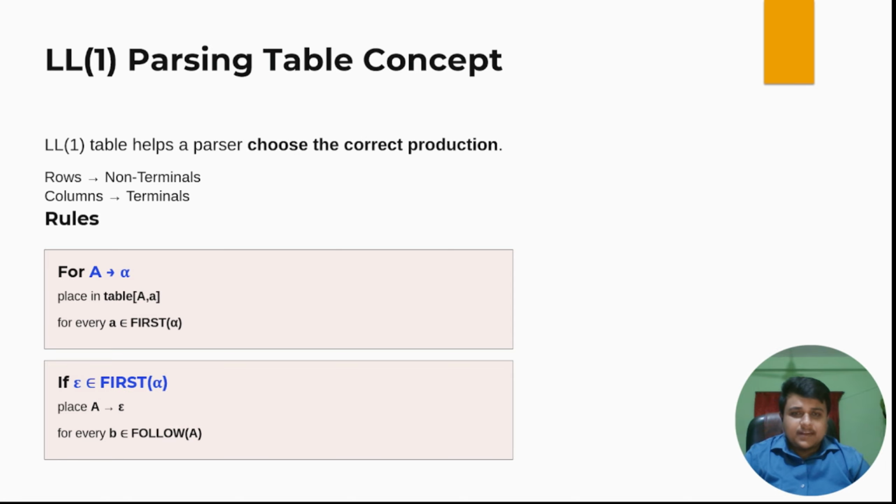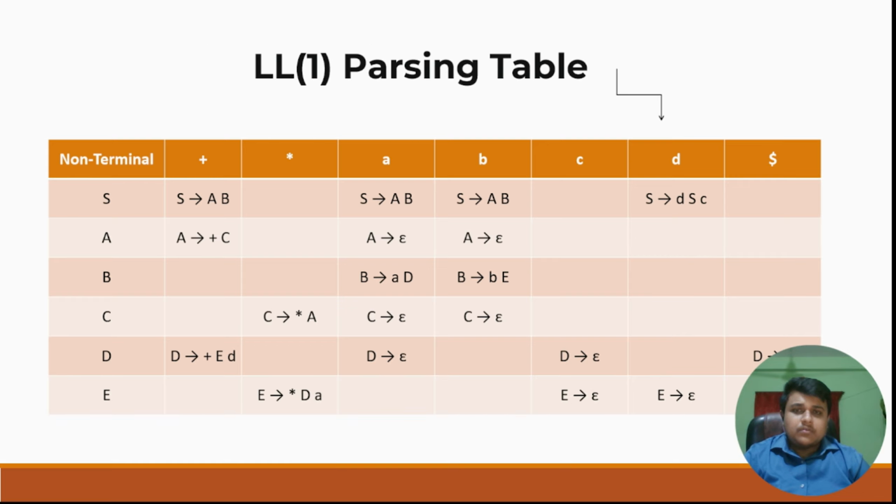The rules for filling the table: for production A derives alpha, place the production in table A, terminal a, for every a in first of alpha. If epsilon belongs to first of alpha, then place A derives alpha in table A, terminal b, for every b in follow of A. So now let us apply these rules to construct the table.